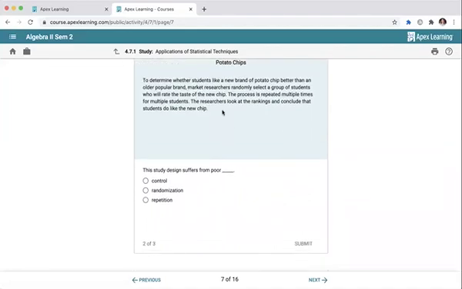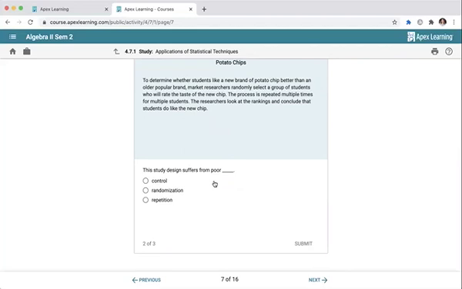All right. Looking at potato chips. To determine whether students like a new brand of potato chip better than other brands, market researchers randomly select a group of students who will rate the taste of the new chips. The process is repeated multiple times for multiple students. The researchers look at the rankings and conclude that the students do like the new chip.